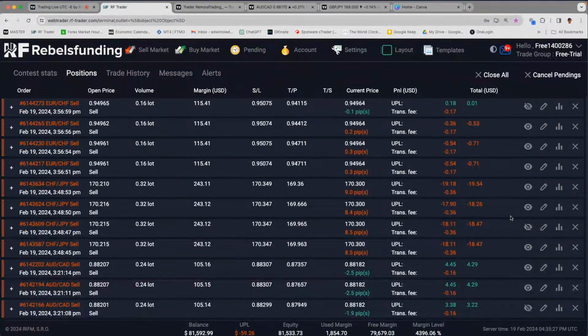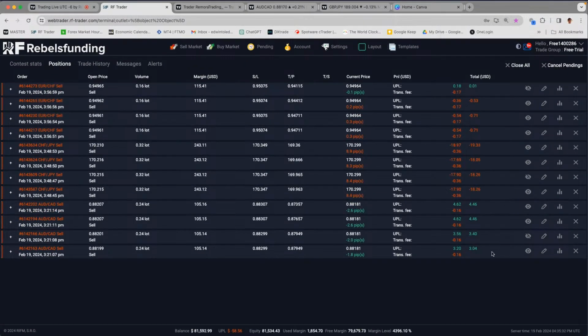These are the positions. I was exploring other platforms today and I really don't like them. I tried cTrader and DXtrade, something like that. They are ugly, difficult to interpret.